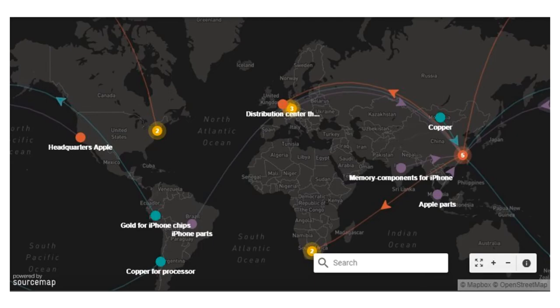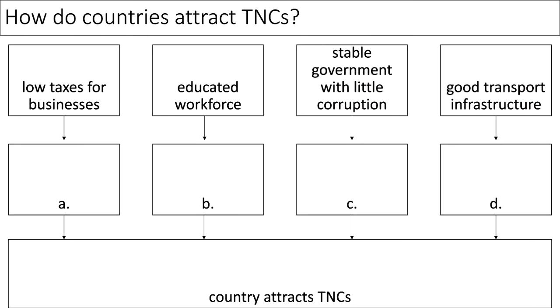We know that TNCs are operating across multiple countries. So how come TNCs operate in some countries and not others? What are countries like China doing to attract TNCs like Apple? Well, countries that attract TNCs have low taxes for businesses. Businesses have to pay a very small or sometimes no money at all to the government.